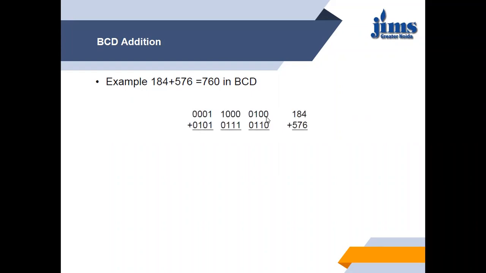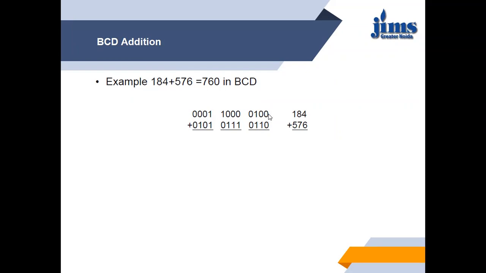It is like this. 1 is represented by 0001, 8 is 1000, 4 is 0100. Now again 5 is 0101, 7 is 0111, 6 is 0110. So all of you solve this question in your copy and just simply add, as we are doing in binary addition.